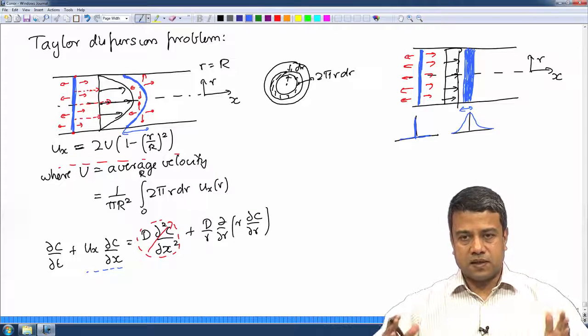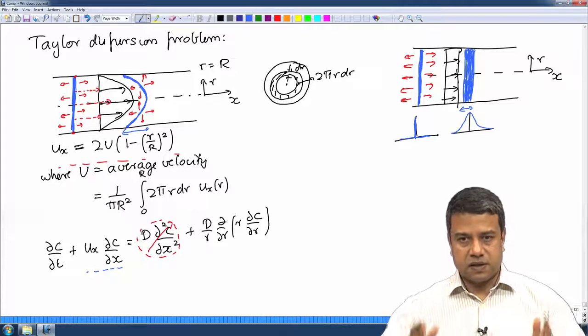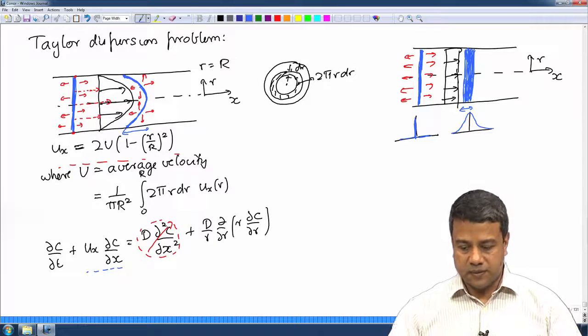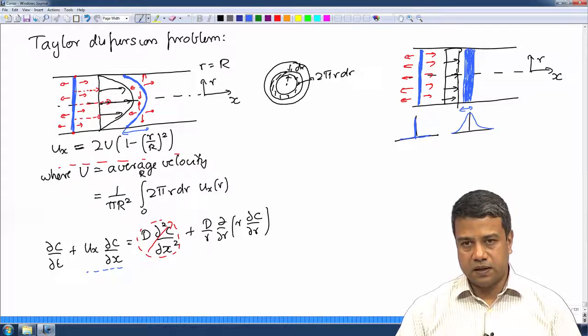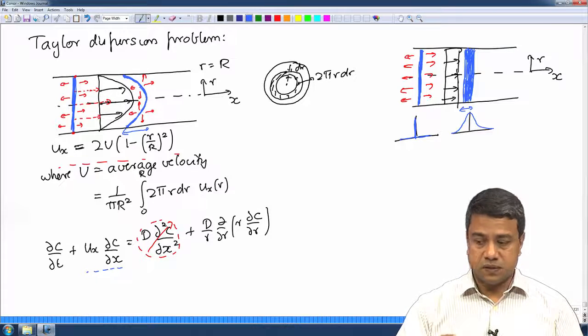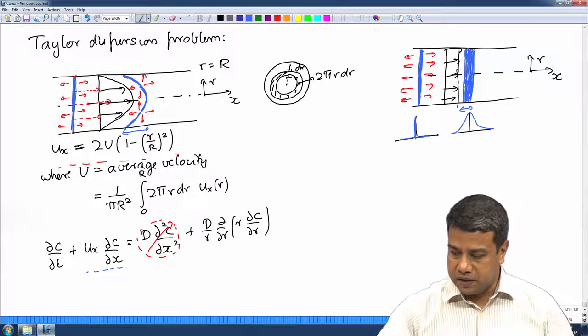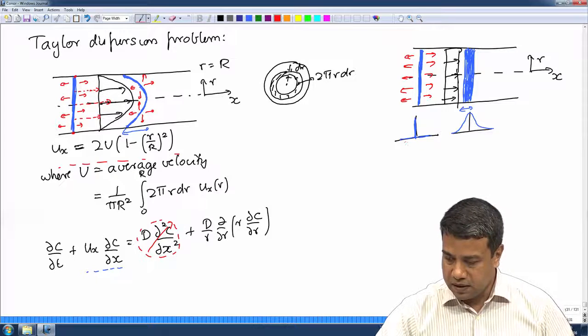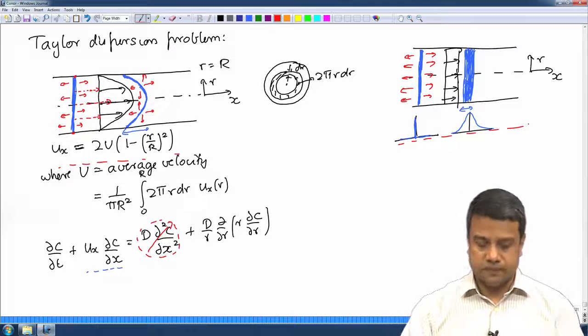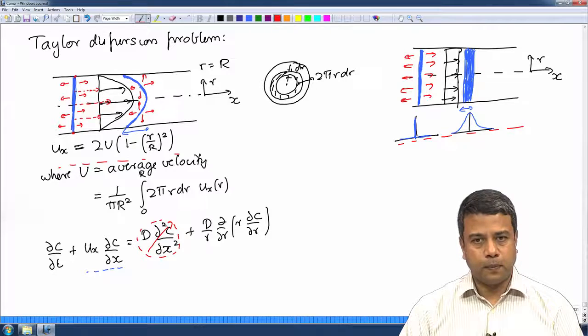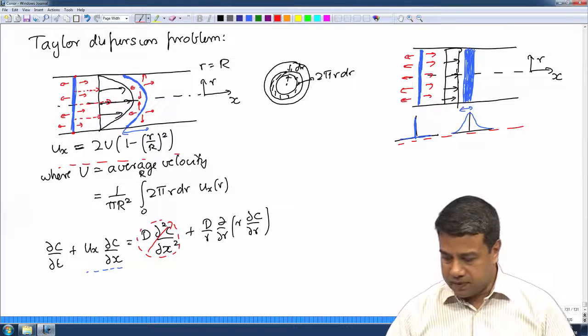So, it has spread out over a much larger spatial extent, and in the cross stream direction the concentration has been equalized due to diffusion. Because of that you can get diffusion which is much faster than you would have had if you just had a plug flow. So, how do we solve this problem?